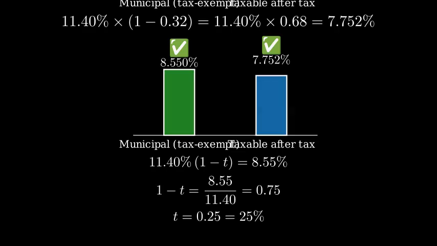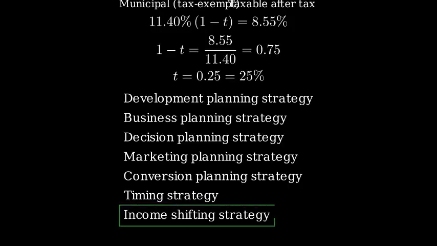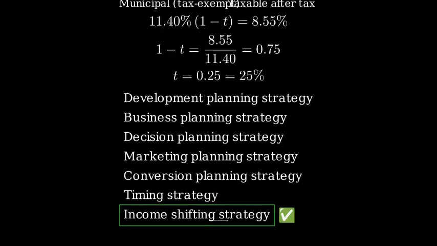Case D. What strategy is this decision based on? We are comparing after-tax returns to choose the higher one, which is an income-shifting strategy. Among the listed choices, the correct answer is income-shifting strategy.